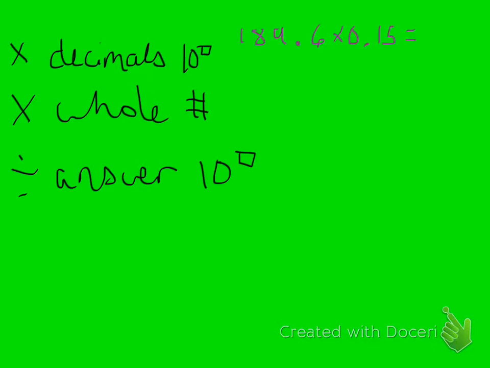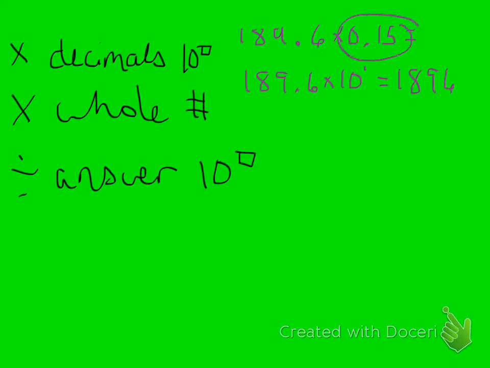Alright, let's say we're solving 189 6/10 times 15/100. First step, multiply that by a power of 10 to make it a whole number. So I'm going to take 189 6/10 times 10 to the first power, because it's just one number behind the decimal. And that will give me 1,896, because I just moved the decimal one spot.